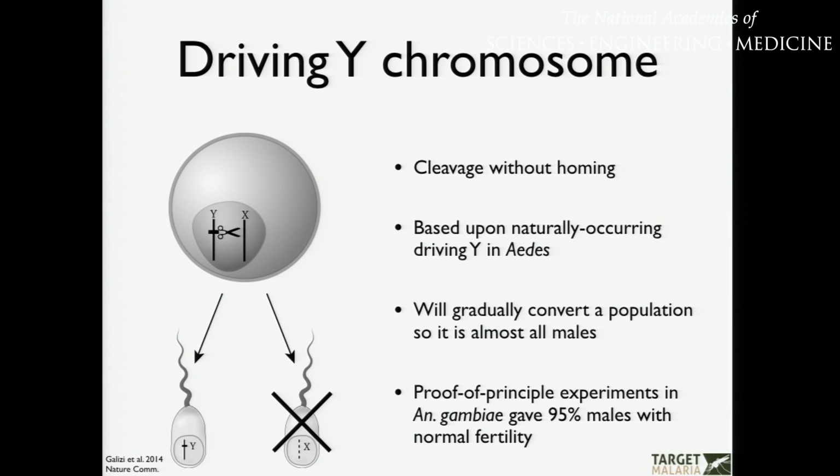And so that Y chromosome gets to 95% of the progeny instead of the Mendelian 50%, and so is able to spread through a population. Again, this is based on a naturally occurring driving Y element found in Aedes mosquitoes, where we don't know the molecular mechanism behind it, but we do know that the X chromosome breaks at meiosis.